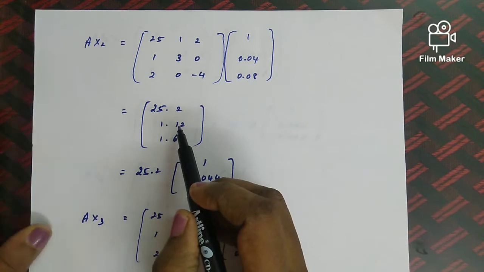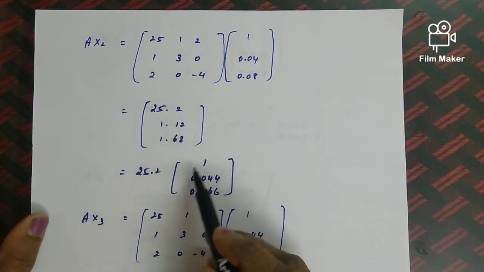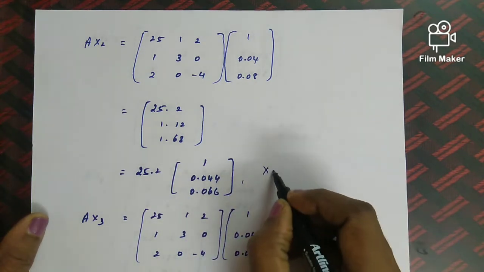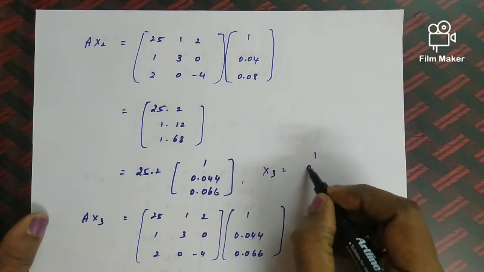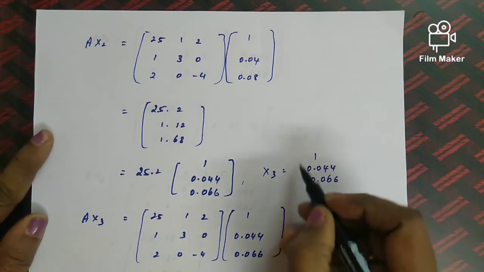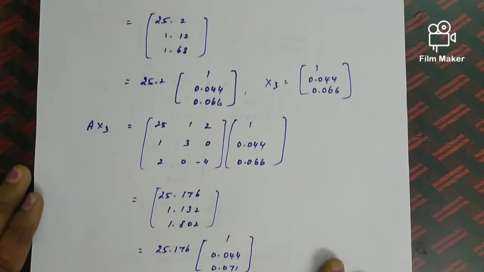In this matrix 25.2 is the largest value, we can take it outside. Again we are getting 0.044, 0.066. Here what is our x3? x3 equals 1, 0.044 and 0.066. This is our x3. So again we have to form Ax3.